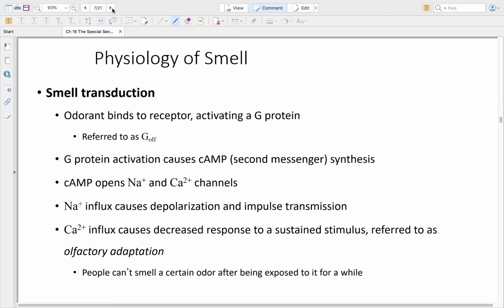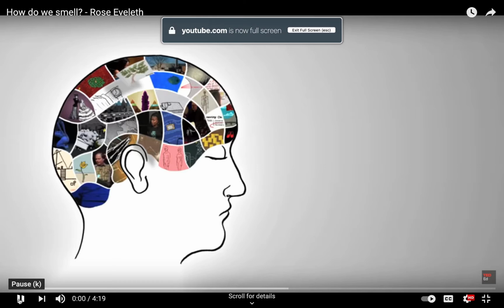Now, the physiology of smell is relatively straightforward. Ultimately, what's going to happen here is, I'm going to just show you.